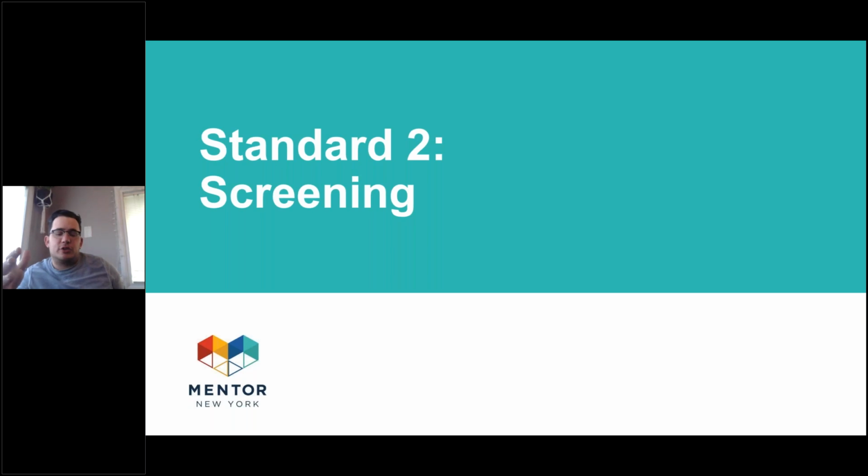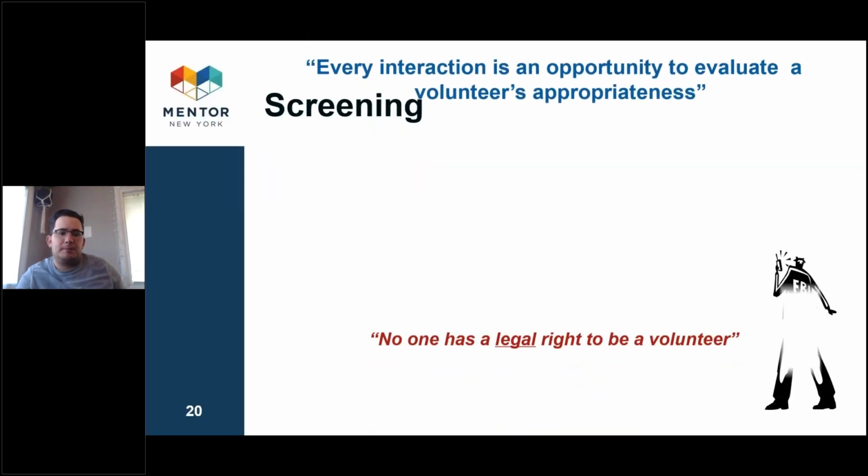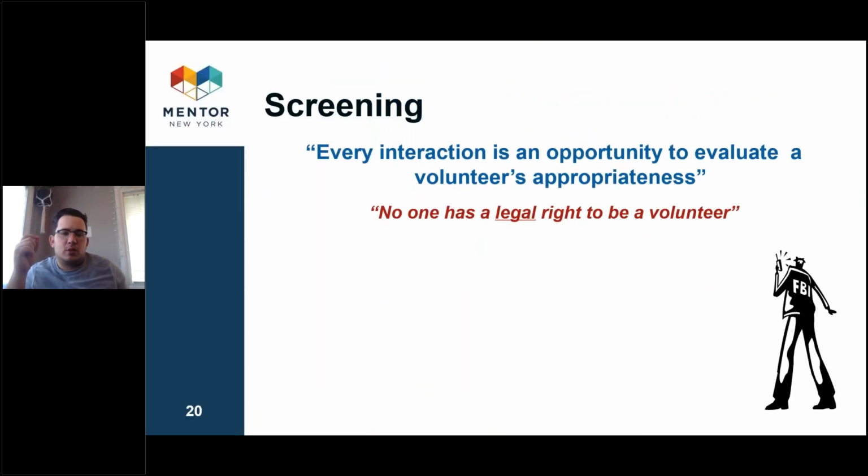So let's talk about standard 2. This is screening. We're going to talk specifically about screening volunteer mentors. Some programs use paid staff as mentors, and a lot of this might not be quite as applicable to you because some of the legal regulations are different. Mostly in that there are no real legal regulations around who can and can't volunteer.